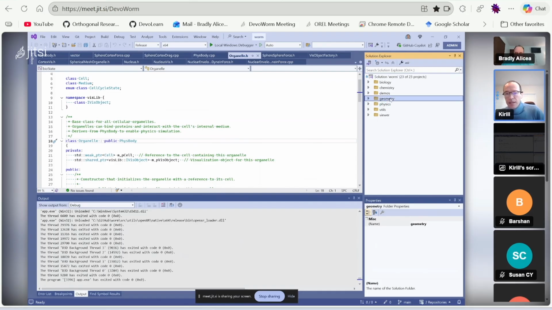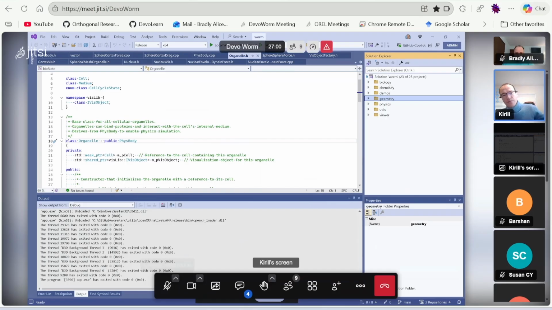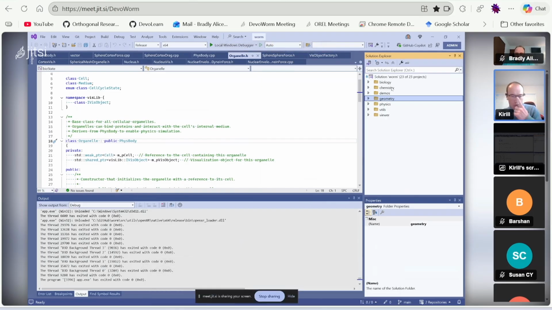Basically the organizational idea is that one folder can include another folder, but not the other way around. There shouldn't be any circular dependencies. So for example, the demos are just the executable. It's the screen that you saw right now, where I was showing the worm embryo simulation.